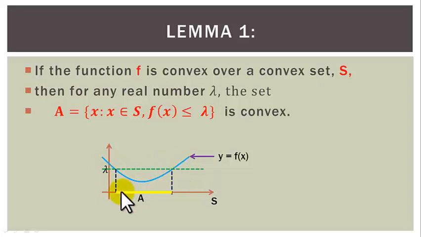So the set of all points in S such that f of x is less than or equal to lambda is the set of points from here to here. So the set colored yellow here is our set A. You can see all the points in this set A belong to S, belong to the real line S, and f of x is less than or equal to lambda. And clearly this set A is a convex set.